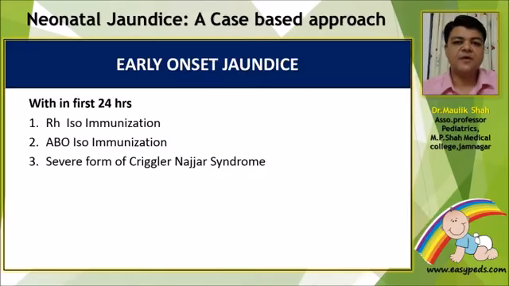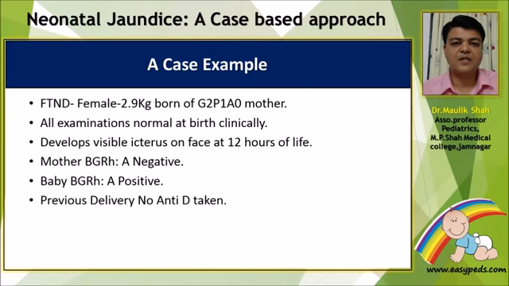Early onset jaundice can be defined as a jaundice which appears within the first 24 hours. When we look at the causes of this jaundice, in the first 24 hours usually we face Rh isoimmunization, ABO immunization, and a severe form of Crigler-Najjar syndrome can also be faced. Let's see a case example.